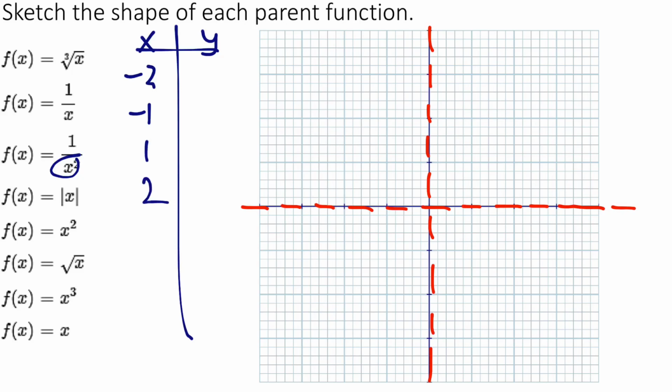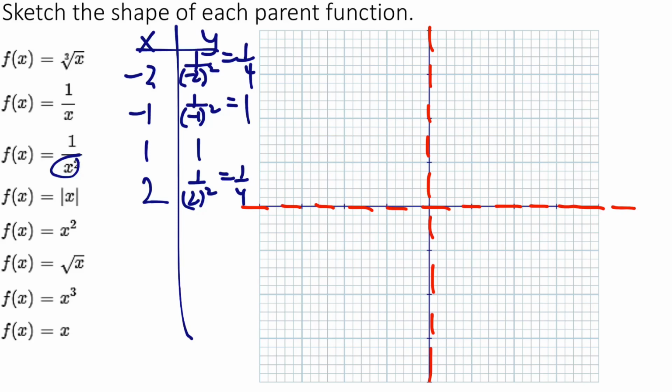Let's do those 4 points just to get an idea. So 1 over negative 2 squared, that's equal to 1/4. And this is 1 over negative 1 squared, so that's 1. So this is 1 over 1 squared, 1 again, and this is 1 over 2 squared. So that's 1/4 again. All right, so let's put those dots on there.